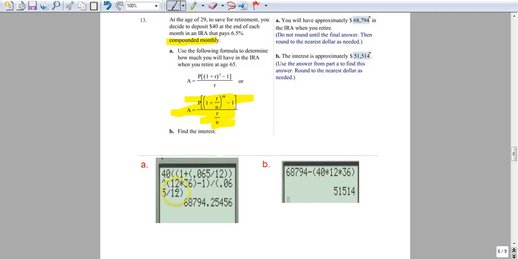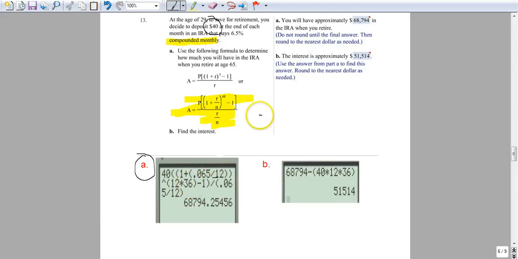So here in part A, I'm just showing you exactly what I type in order to fill in this formula. The principal is $40 because it gives you this in the question. You're depositing $40 at the end of each month, times 1 plus R over N. The rate is 0.065. N is 12 because it's compounded monthly, to the power of N times T.